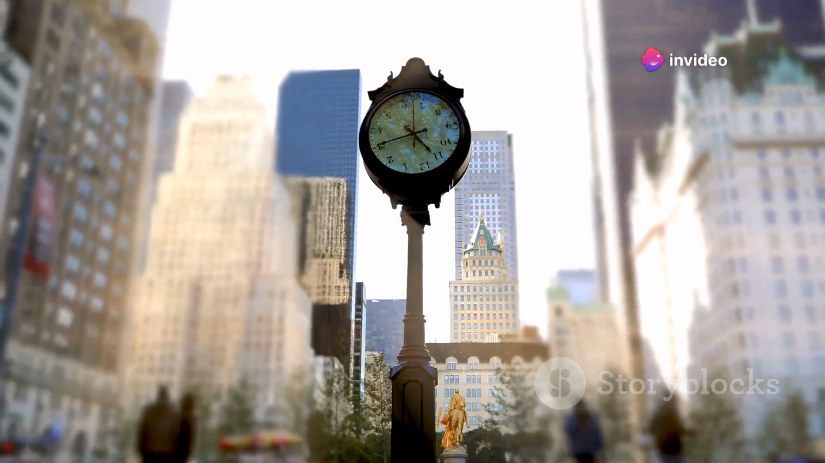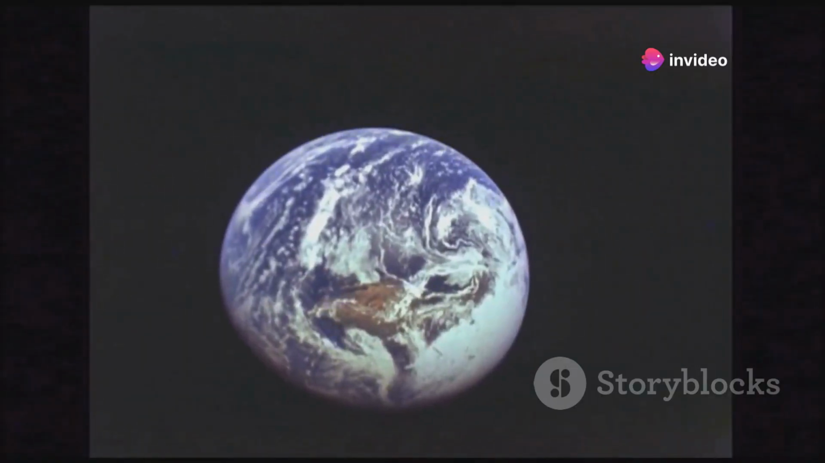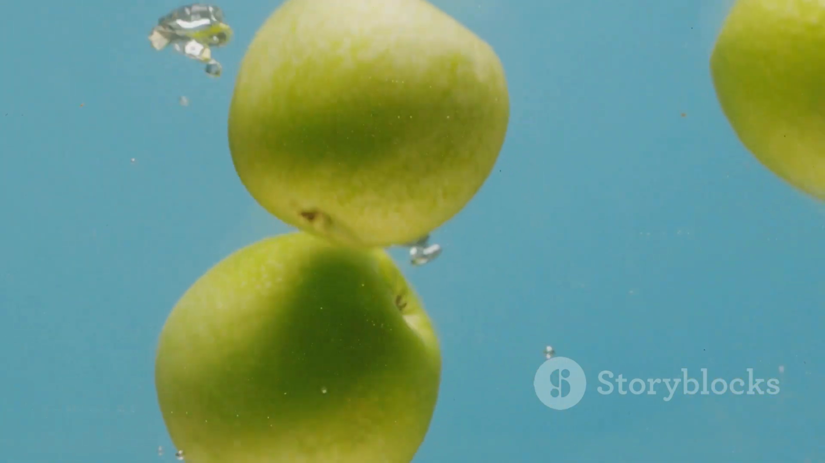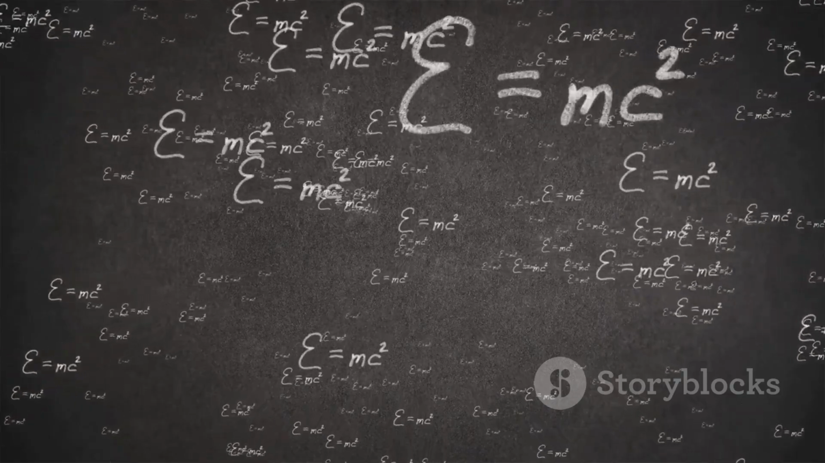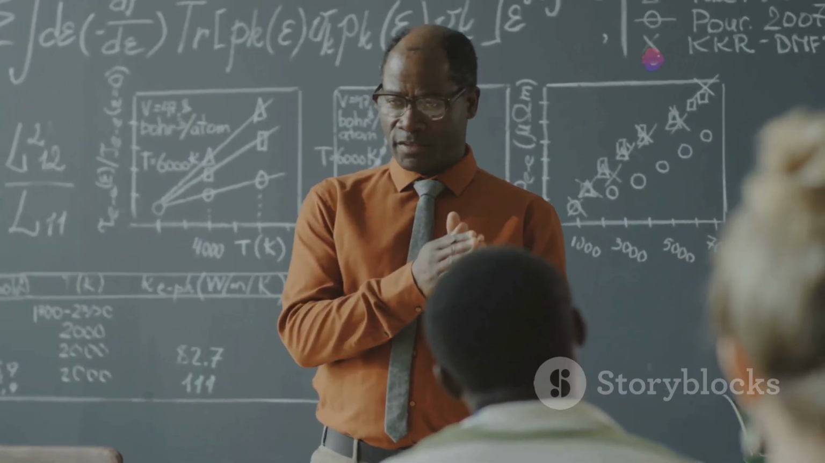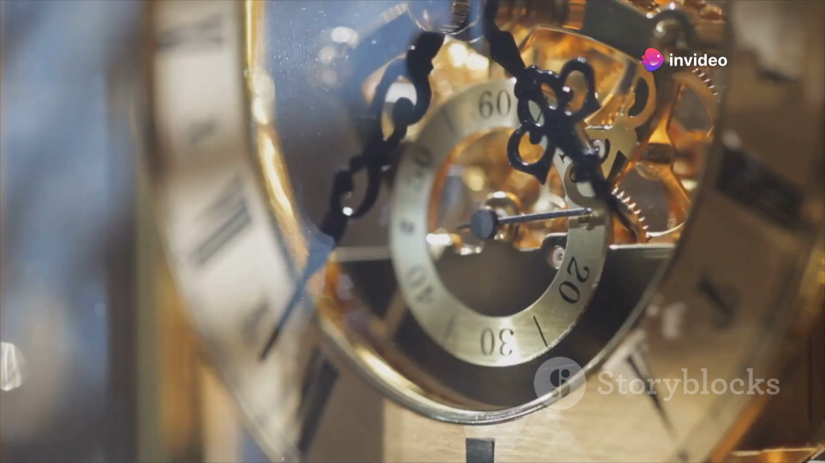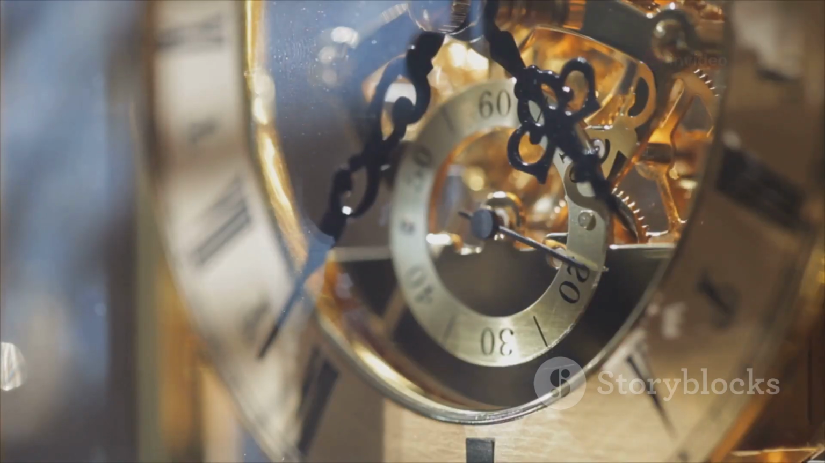Imagine a world where time moves differently depending on where you are. Gravity, the force that keeps us grounded, also warps time. But why does gravity slow down time? The relationship between gravity and time is a cornerstone of modern physics. From the ticking of our clocks to the movements of galaxies, gravity's influence on time is profound.